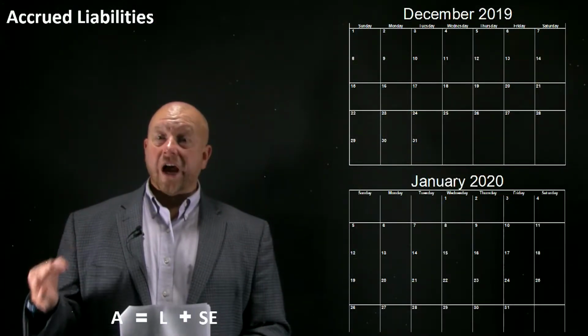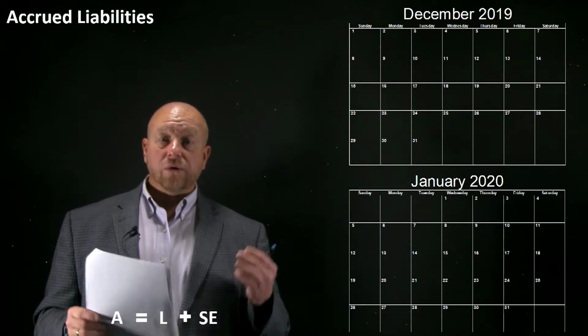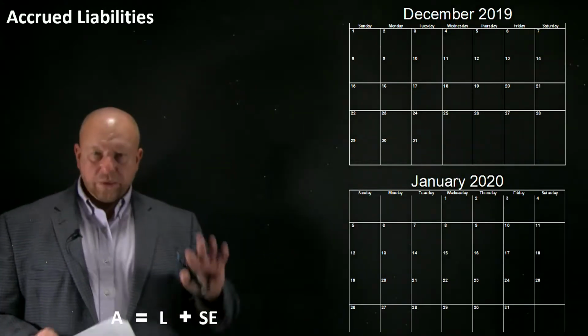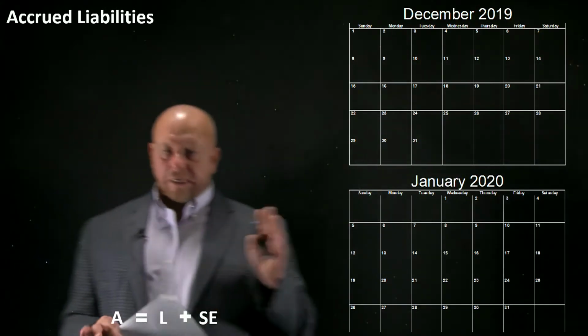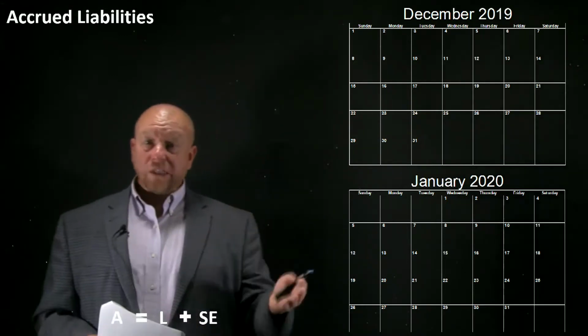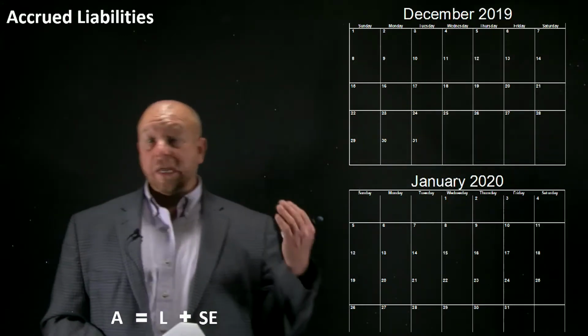Let's look at another common situation with accrued payroll. So we need to lay out the context for this company here. It's a restaurant, which means it's open on New Year's Eve.